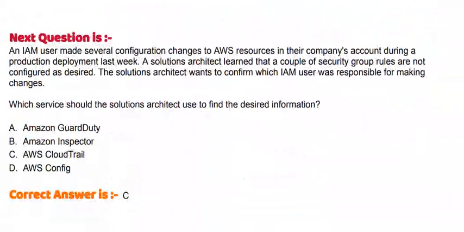Next question is, an IAM user made several configuration changes to AWS resources in their company's account during a production deployment last week. A solutions architect learned that a couple of security group rules are not configured as desired. The solutions architect wants to confirm which IAM user was responsible for making changes. Which service should the solutions architect use to find the desired information?